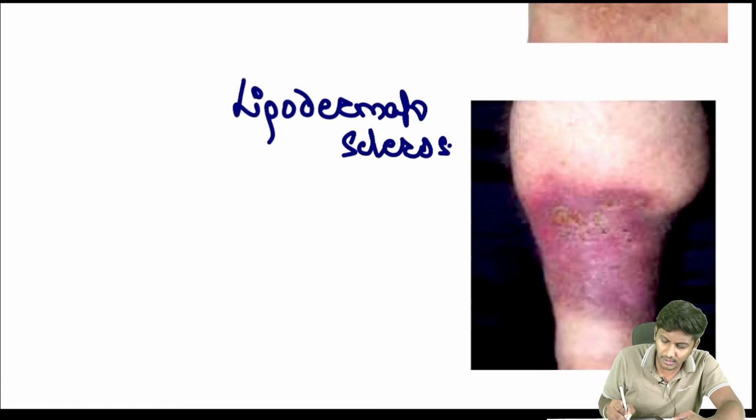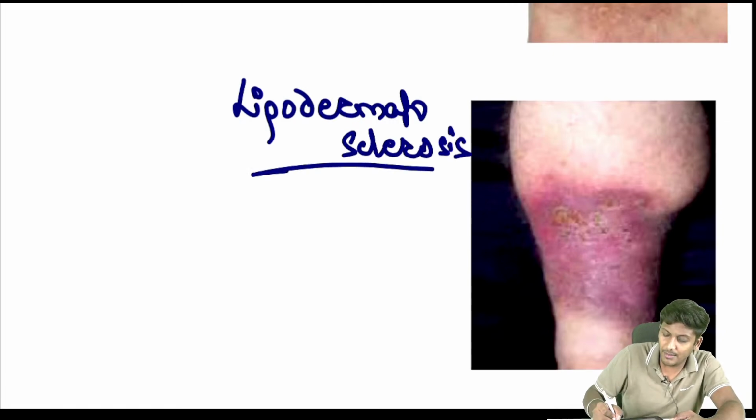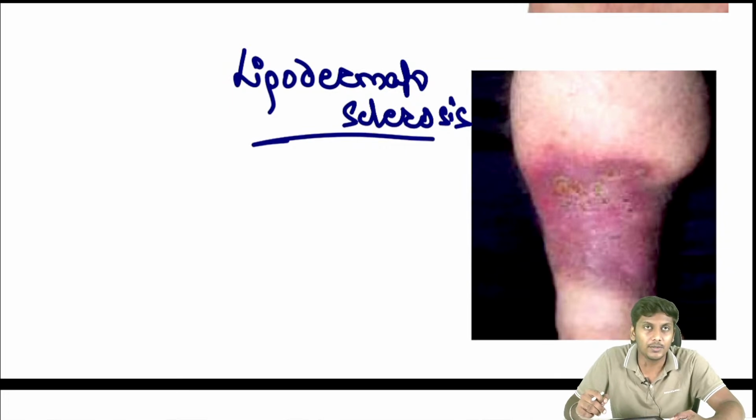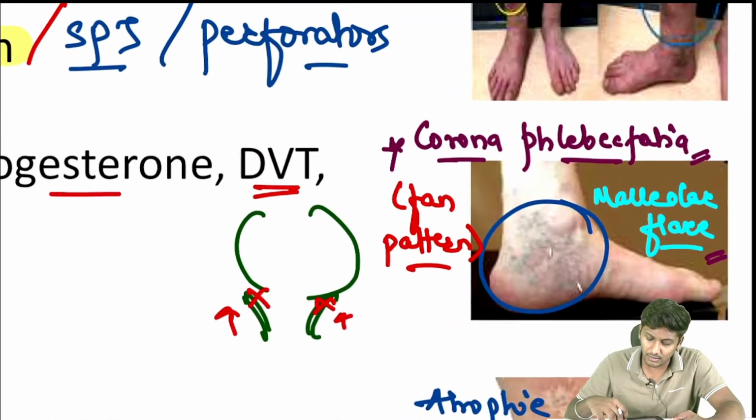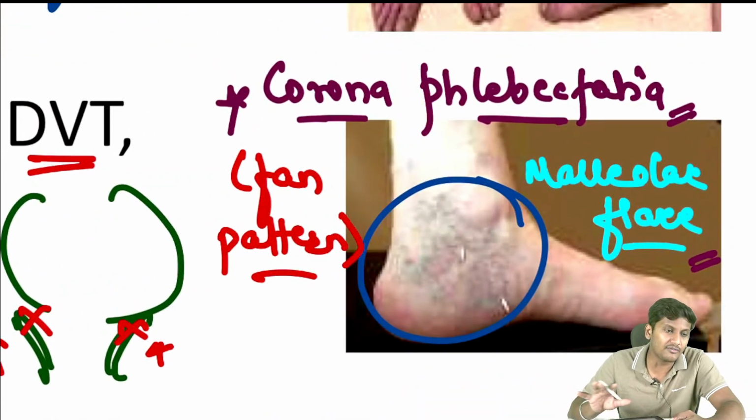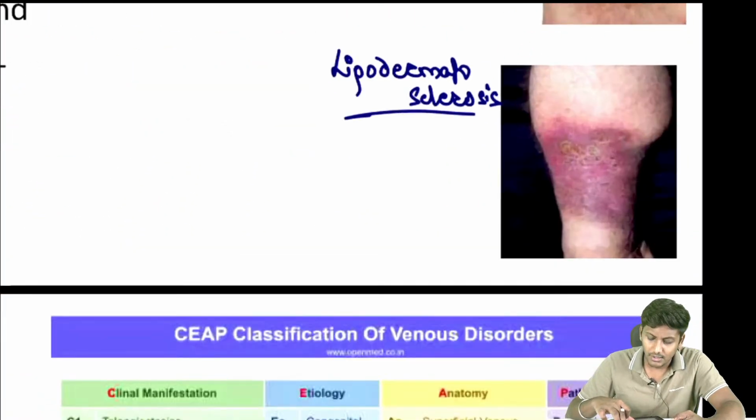Okay, easiest one actually. So if I talk about lipodermatosclerosis, what is seen over here? Importantly, malleolar flare can usually be seen in class 1 itself. But if the whole thing becomes like corona phlebectatica, a big fan shape pattern, then it is class 4C. I'll talk about that, don't worry about it. I will also speak about the classification.